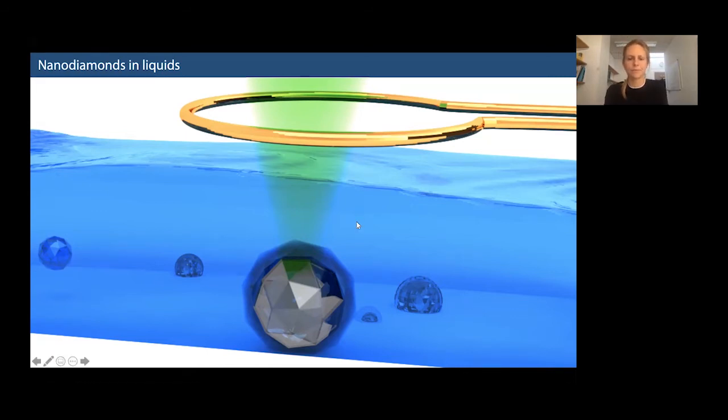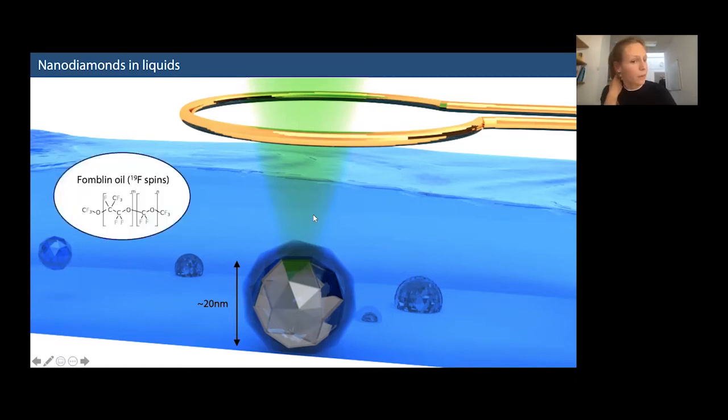So here for NMR, we're looking at a diamond nanocrystal. This is roughly 20 nanometers in diameter, and we've submerged it in a liquid of interest. We have the microwave antenna above, which is used, as I said earlier, to drive the spin, and the optics from above here.